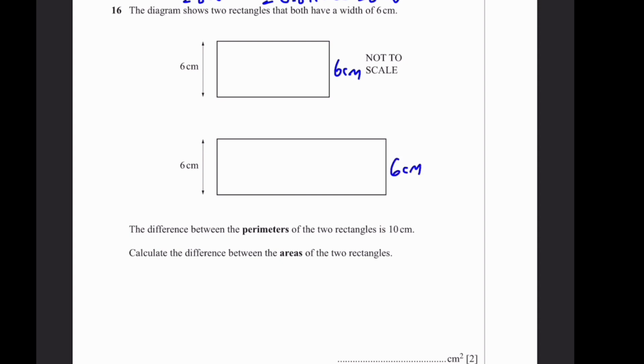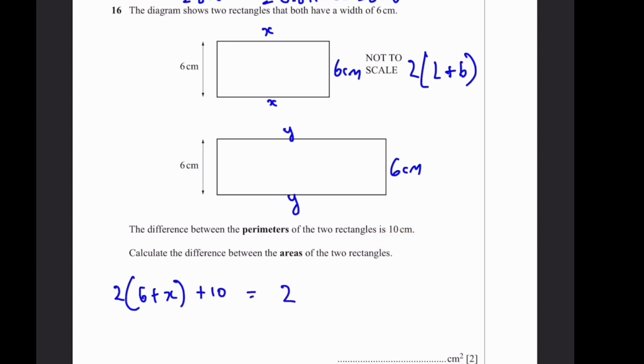And now let's make this side as x and this side as y for the longer one. The formula for the perimeter is 2 into length plus breadth. Over here we have 2 into 6 plus x. And then the difference between the perimeters is 10. So we add 10 to the small one, and that's equal to 2 into 6 plus y.